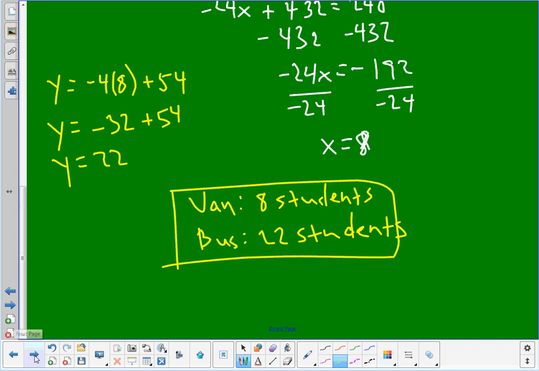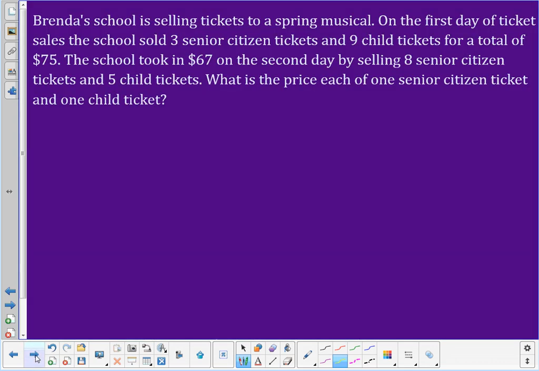All right. One last word problem that we're going to look at together. Brenda's school is selling tickets to Spring Musical. On the first day of ticket sales, the school sold 3 senior citizen tickets and 9 child tickets for a total of $75. School took in $67 on the second day by selling 8 senior citizen tickets and 5 child tickets. What's the price of 1 senior citizen ticket and 1 child ticket? So that's what I'm trying to find. That's what I need to name variables for.